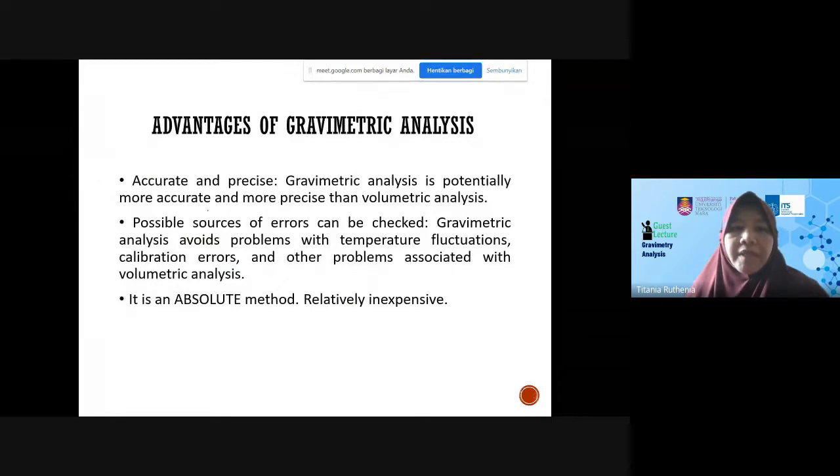So these are the advantages of gravimetric analysis. It is accurate and precise. It is even more accurate and more precise than volumetric analysis. And any possible sources of errors can be checked. And then it is an absolute method and relatively inexpensive.